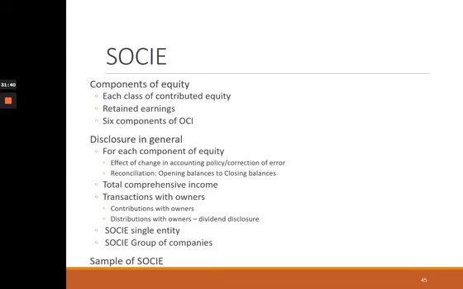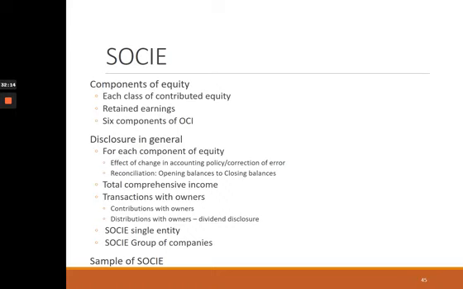The next statement is our statement of changes in equity. So for each component of equity, we would have a column on our statement of changes in equity, each class of contributed equity, our retained earnings, and our components of other comprehensive income. So you would have a column for each of those. Disclosure in general, for each component of equity, you would have an effect of a change of accounting policy or correction of error, and a reconciliation of your opening to closing balances.